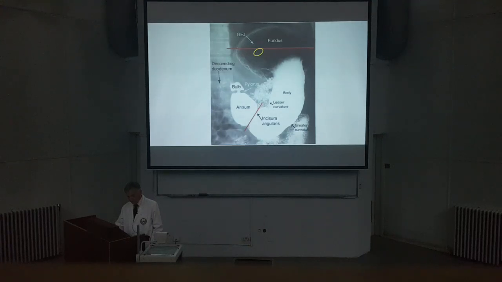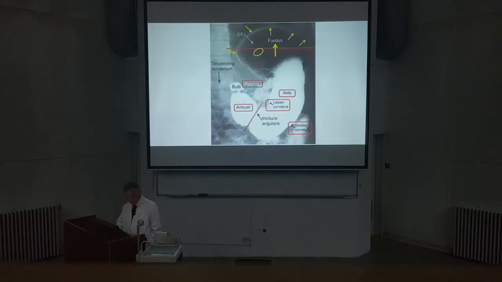This is the gastroesophageal junction. You can see two lines marking the gastroesophageal junction. These arrows are indicating the fundus of the stomach. This is the body. This is the antrum. This is the pyloric sphincter. This is the greater curvature. This is the lesser curvature.